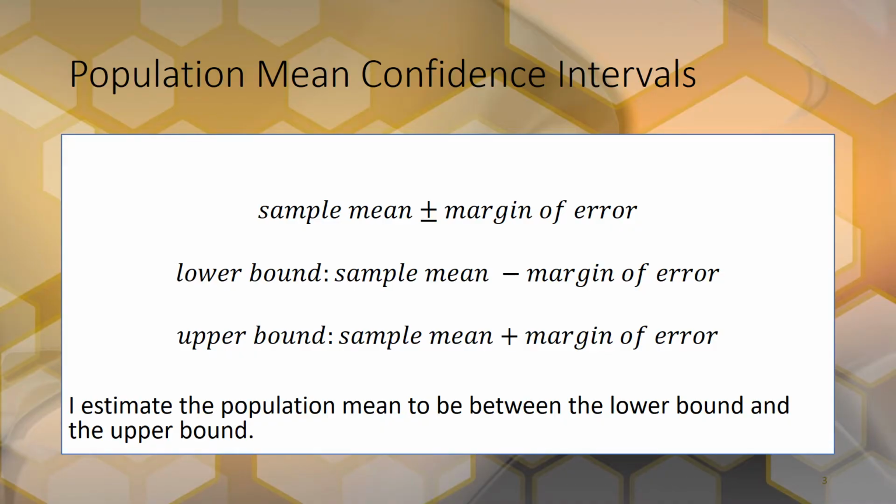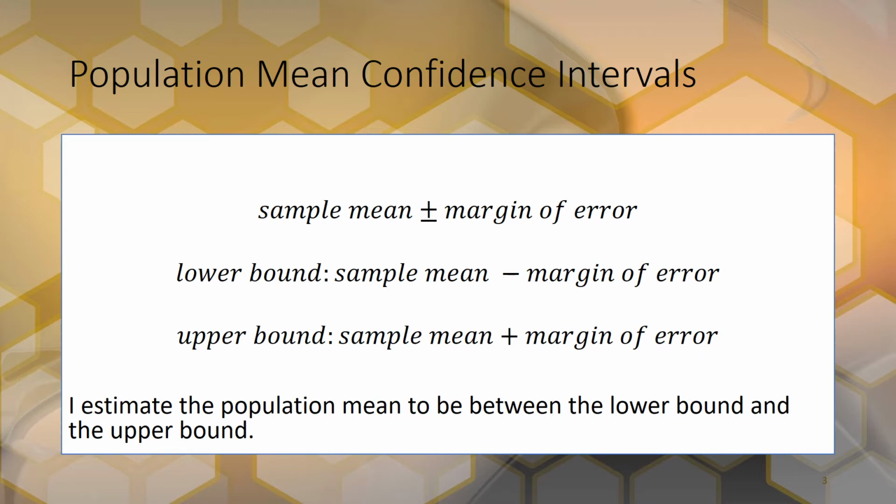We're going to go over how to create a population mean confidence interval using a z distribution. A confidence interval for a population mean is created like this. You take the sample mean, then you plus or minus the margin of error. So you have a lower bound, which is the sample mean minus the margin of error, and you have an upper bound, which is the sample mean plus the margin of error.